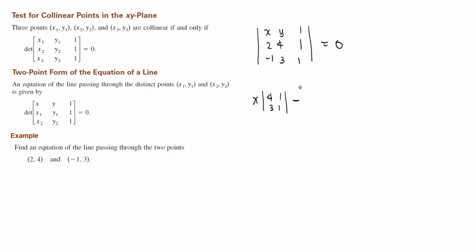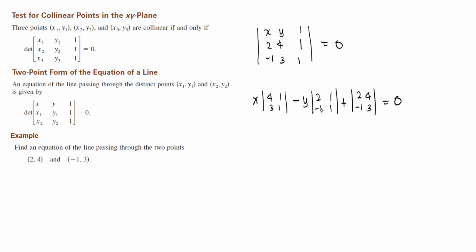And then again, next is the negative. It corresponds to the negative position. So that's y times, we delete this row and this column. So we have 2, 1, negative 1, 1. And then this corresponds to positive sign. So we delete this and then this one. So we have 2, 4, negative 1, 3. Okay, that is equal to 0.